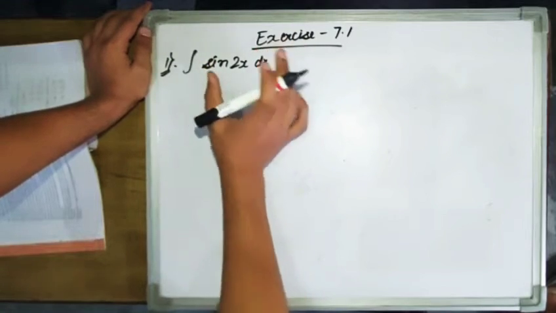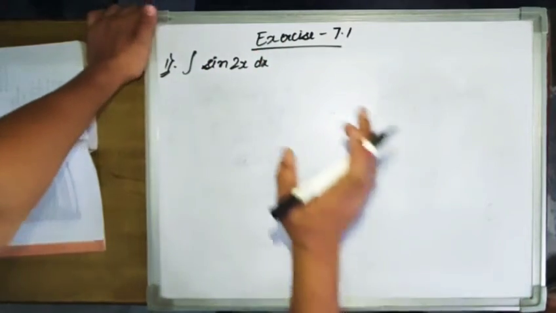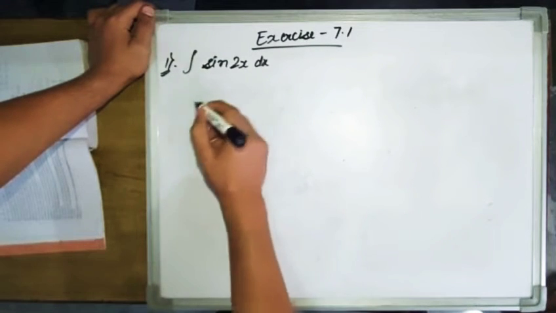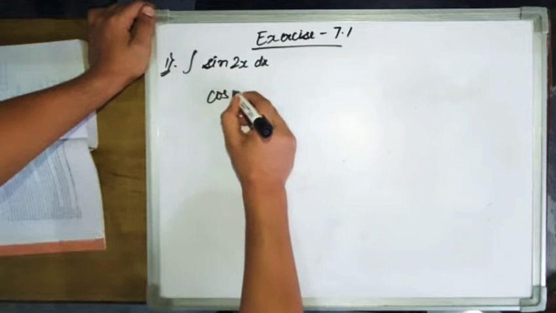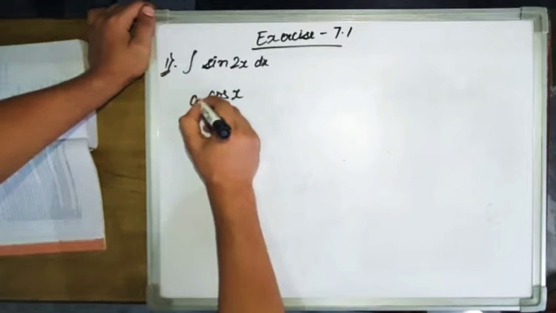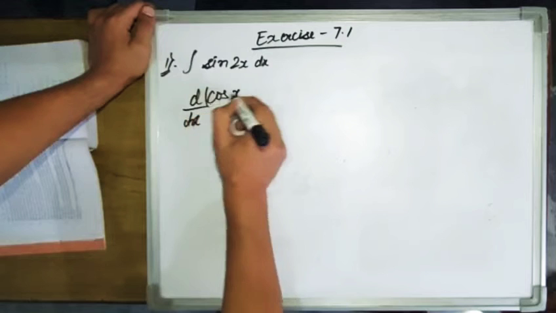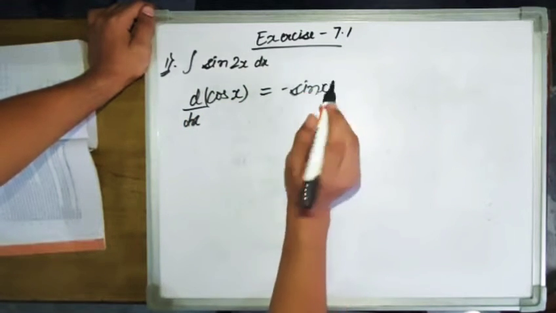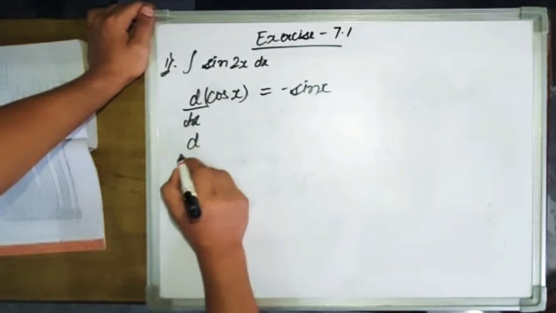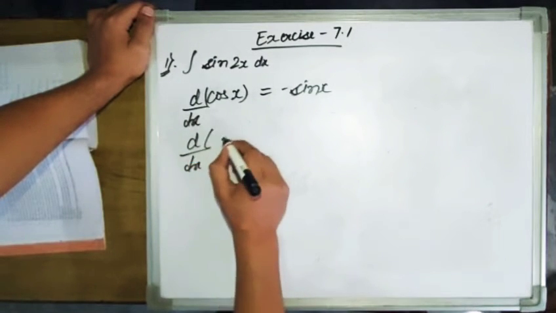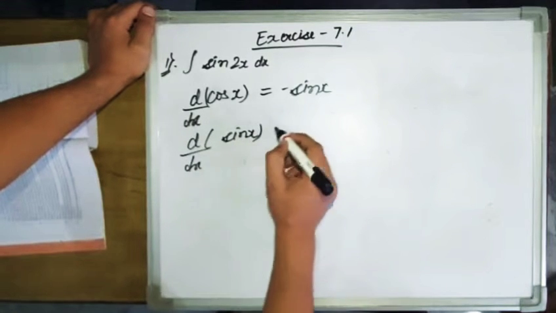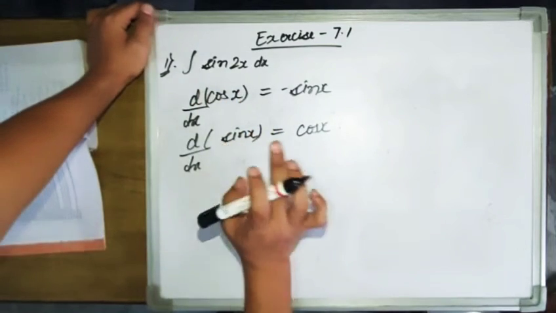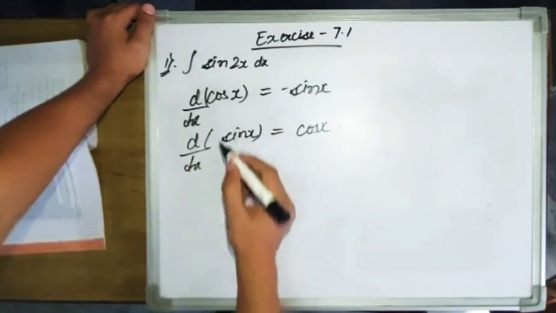So what is sine 2x? We need to find out the antiderivative or integral of sine 2x. We know that the derivative of cos x is minus sin x, and the derivative of sin x is cos x. So we need to find out the antiderivative of sin 2x.